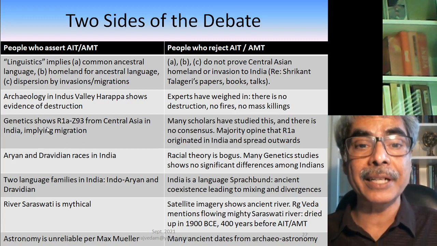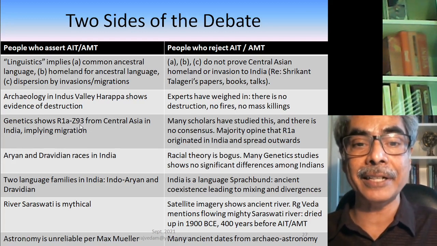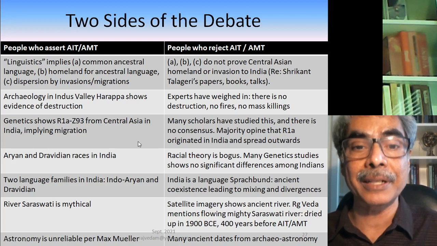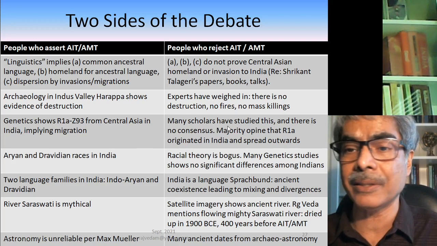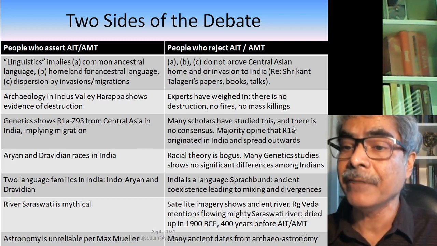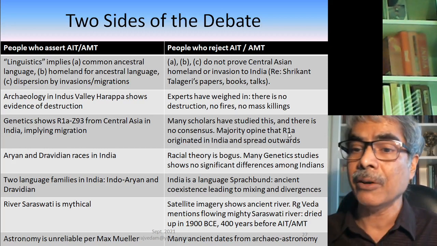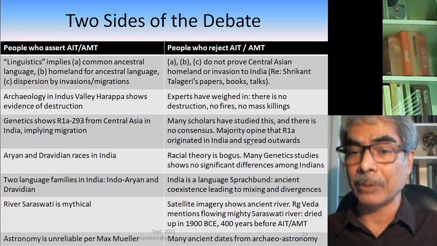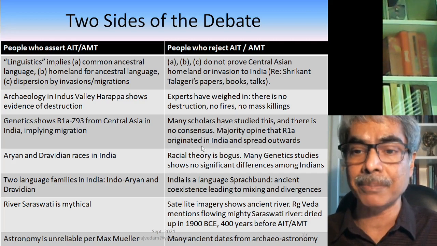On this side, they say genetics using the R1A Z93 genetic signature from Central Asia in India implies migration during the linguistic time frame suggested. Now, on this side, people say many scholars have studied this and published papers, and we see there is no consensus on this issue. In fact, the majority opinion is that R1A originated in India and spread outwards. This is what we are seeing in several works, and in my talks, I've called out some of these papers.